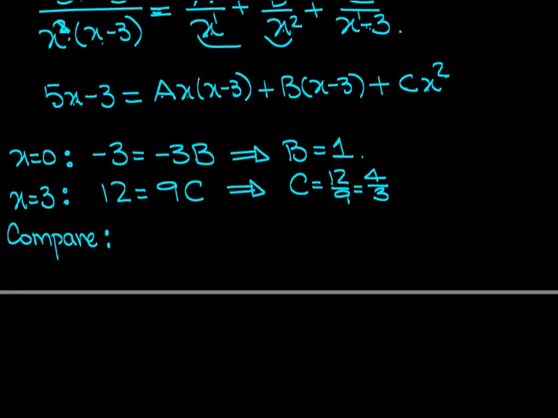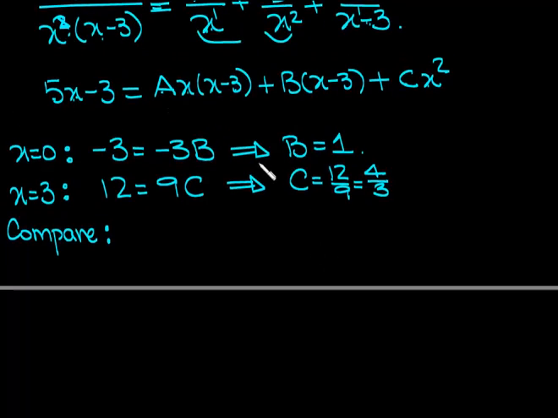So now what term do I compare? Well, if you think about it, if I were to multiply this, I would get what? Ax squared minus 3ax, correct? That's what I would get. So I can compare the x squared term, because a is a coefficient of the x squared term. So I'm going to compare the x squared terms on both sides.